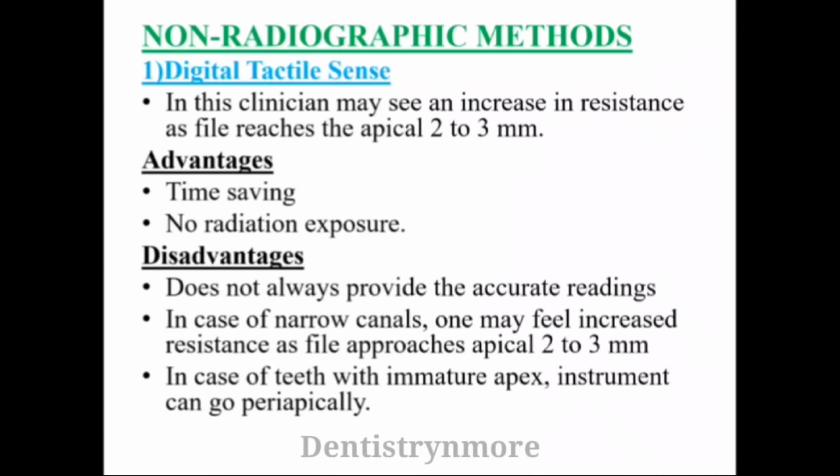And there are also disadvantages. Sometimes it does not provide an accurate reading, and in case of narrow canals, there will be increased resistance as the file approaches the apical 2 to 3 mm. And in case of an immature apex, these instruments can also go periapically.